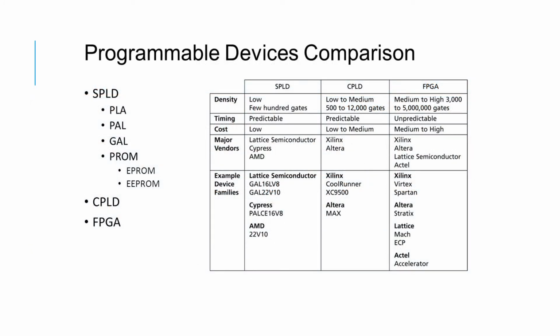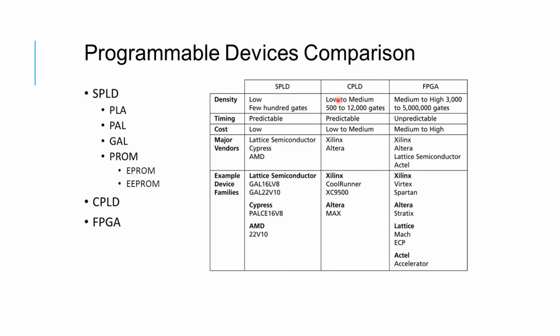Programmable devices can be compared based on four important parameters. First one is density, next is timing, then cost, major vendors, and example device families. So under SPLD, the density is low, up to a few hundred gates, the timing is predictable, cost is low, whereas the major vendors are Lattice Semiconductor, Cypress and AMD. The example device families are listed here.